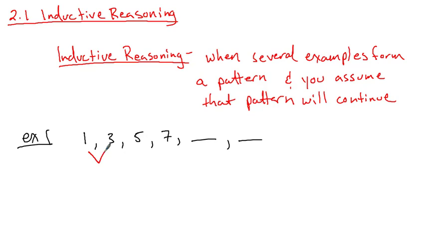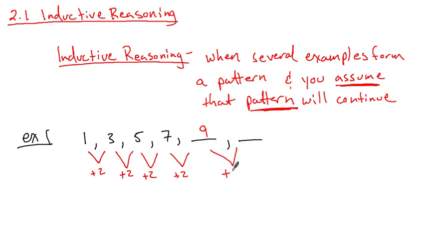And what you'll see here is that the pattern we see is that we add 2 each time. So we go up by 2. So our pattern that we're observing is that we add 2. So we're going to assume that the pattern will continue. And that's how we know we're doing something inductively. So I'm going to assume this pattern continues and say that this will be 9, plus 2 more, and this will be 11. That's an example of inductive reasoning.